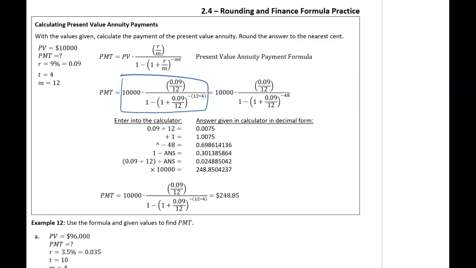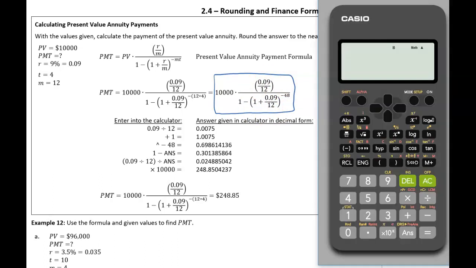Notice the power, the exponent. We're still going to work with that first. 12 times the 4 gives me the negative 48. So that's a little initial step, the easy step that we could take at the very beginning. So we could then start entering into the calculator at this point.